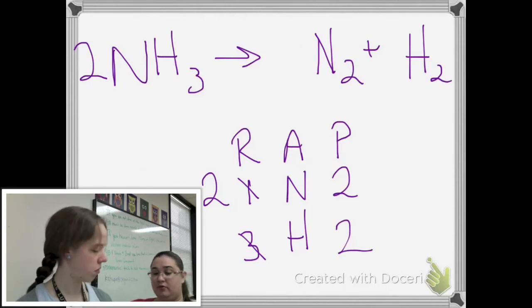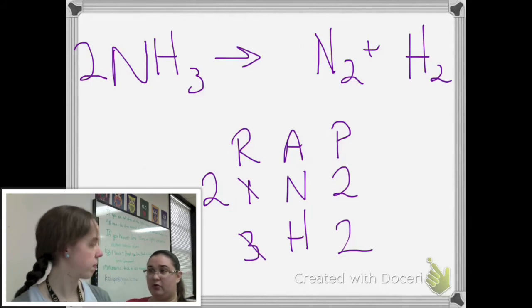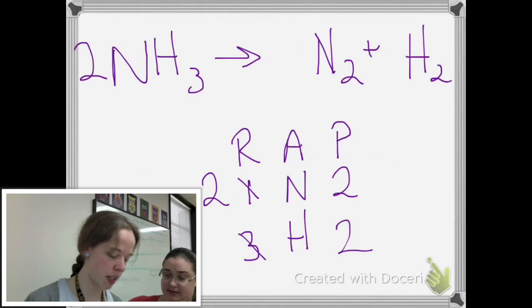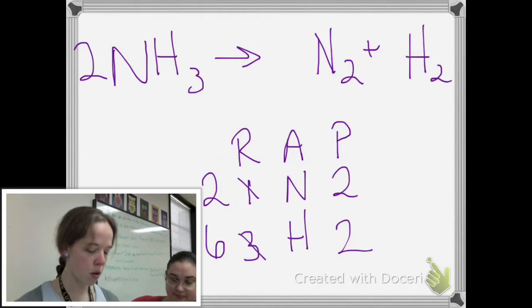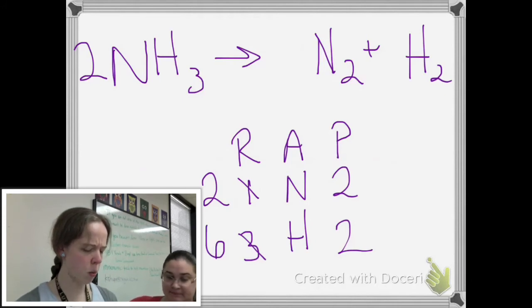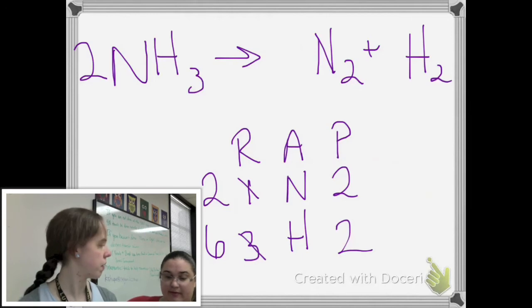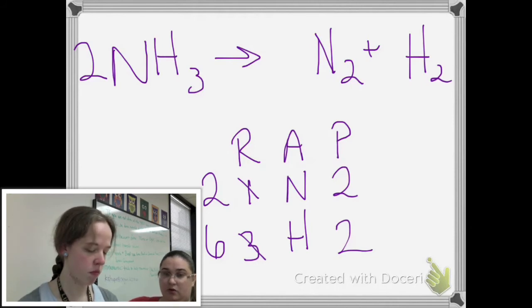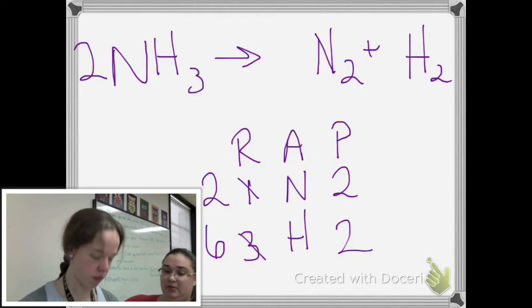How many H's does that give me? Well, I got a 2 in front, but H has a 3, so I'm multiplying. That's going to be 6. Okay? So now my N's are okay, but my H's aren't. So what do I need to do with my H's? Well, I've got a 2 down there, so I need something that when I multiply it, it's going to be 6. So 2 times 3 is 6, so we can put 3.